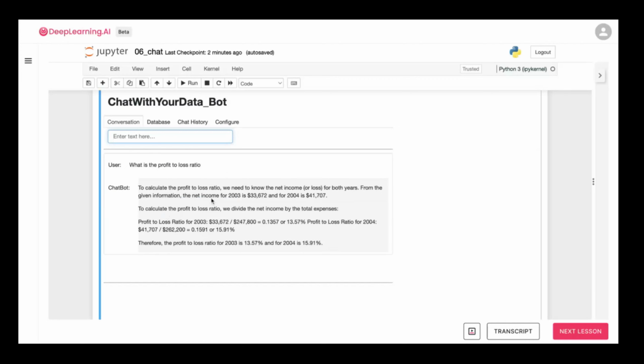Okay. So to calculate the profit to loss ratio, we need to know the net income for both years. So this is my profit, this is my loss, and that's the profit ratio. Therefore, the profit to loss ratio for 2003 for my business was 13.57%, and 2004 was 15.91%. All right, Tavo, how do you feel about the answer? I'm quite satisfied because it gave me how to calculate and not just the answer itself.